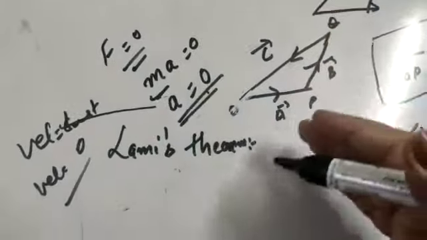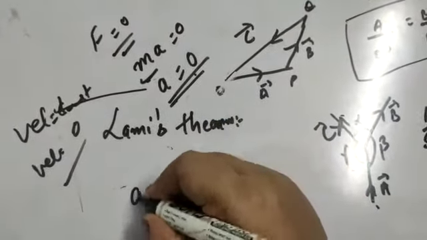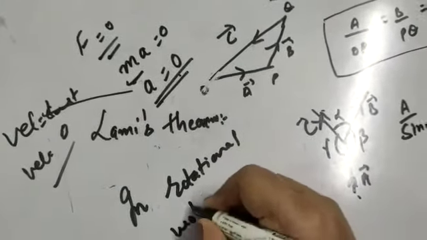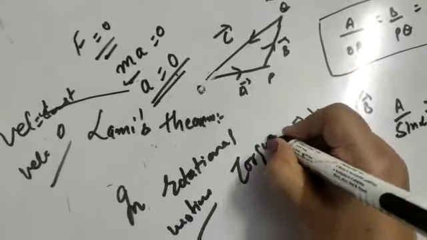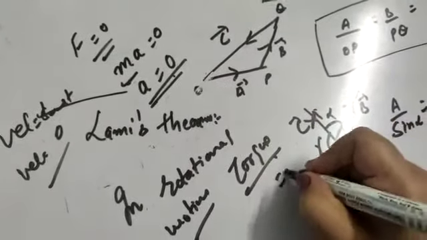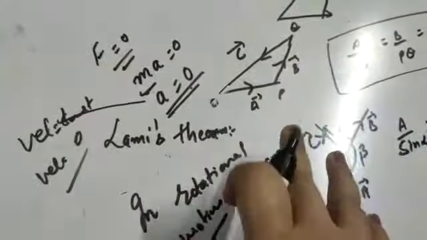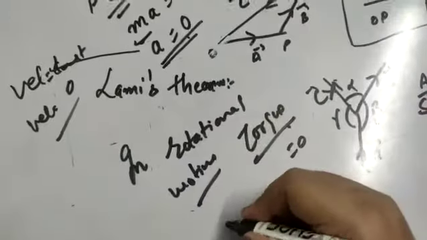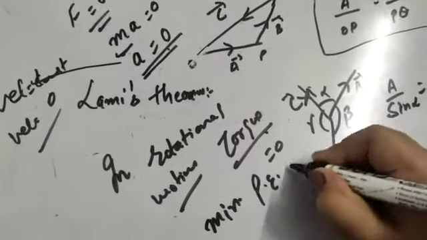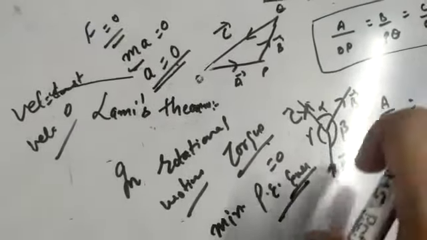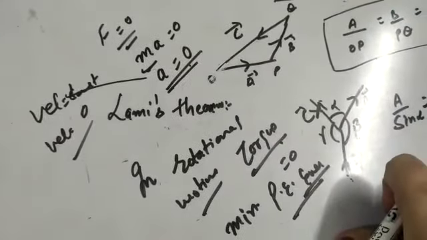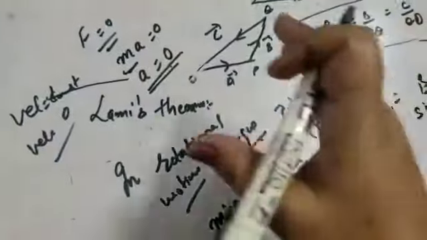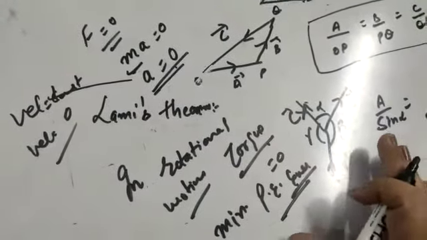And for bodies in rotational motion, the torque is 0. Torque means the force in rotating motion. In that case the body is said to be in rotational equilibrium. And the third state is when the body possesses minimum potential energy. Minimum potential energy means the body is in a stable equilibrium condition, right? So these three types of motion are the three conditions for the body to be in equilibrium.